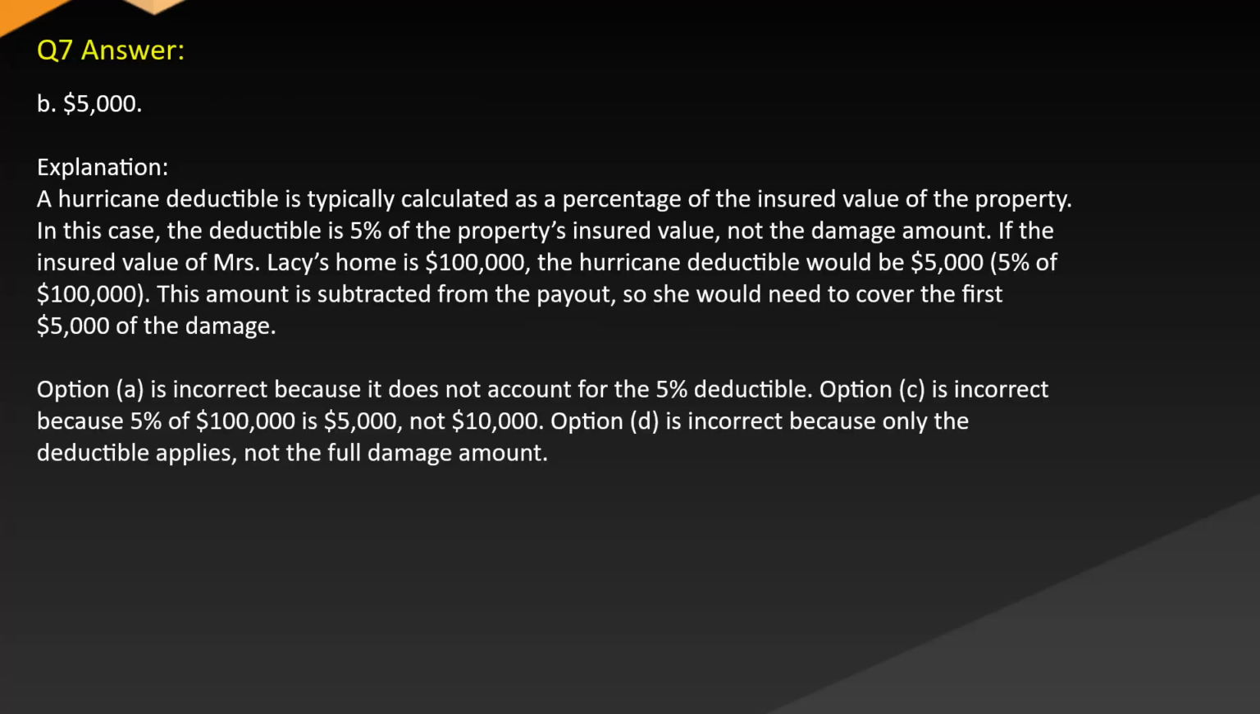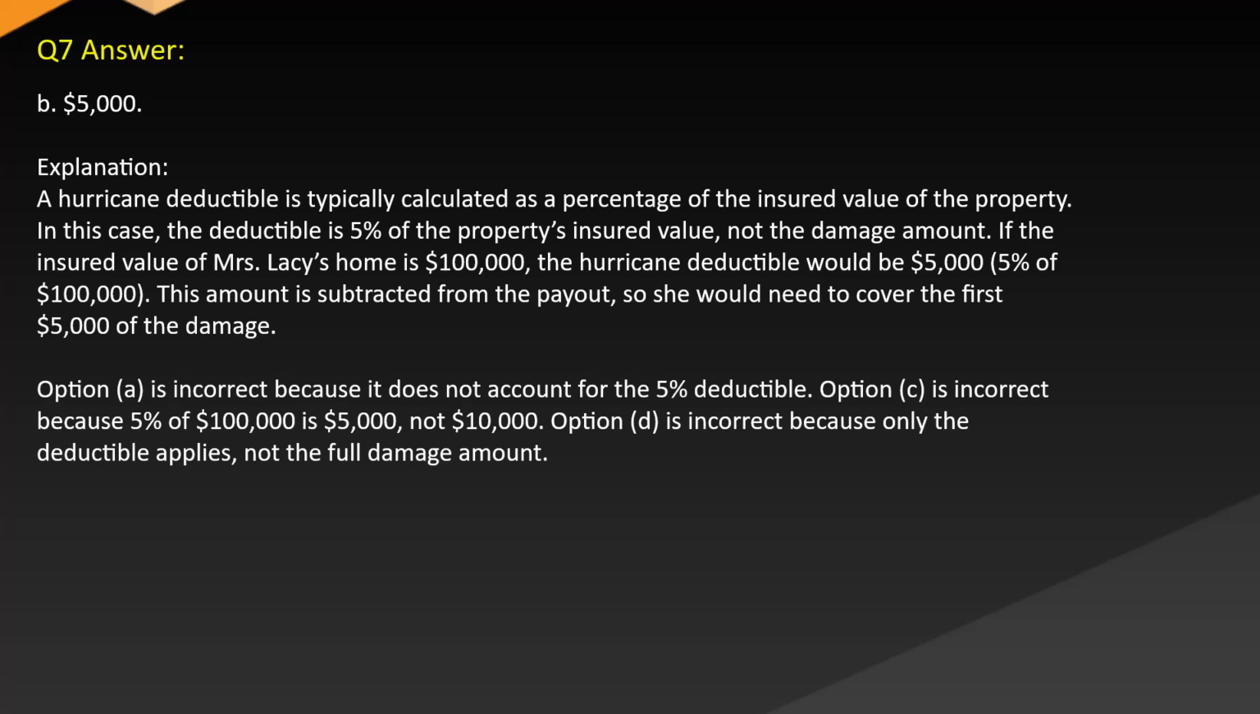Answer. B. $5,000. Explanation. A hurricane deductible is typically calculated as a percentage of the insured value of the property. In this case, the deductible is 5% of the property's insured value, not the damage amount. If the insured value of Mrs. Lacey's home is $100,000, the hurricane deductible would be $5,000, 5% of $100,000. This amount is subtracted from the claim, so she would need to cover the first $5,000 of the damage.